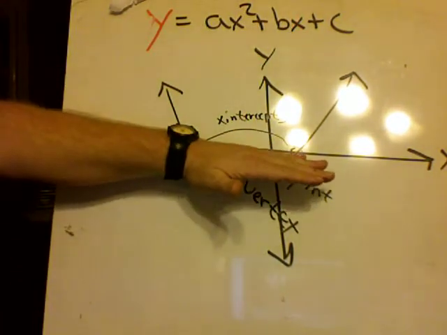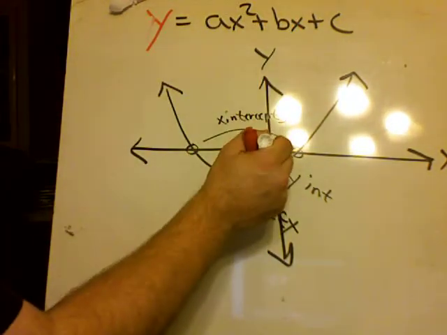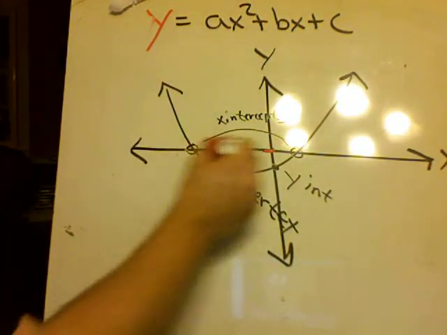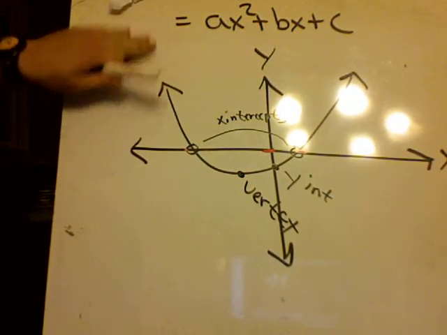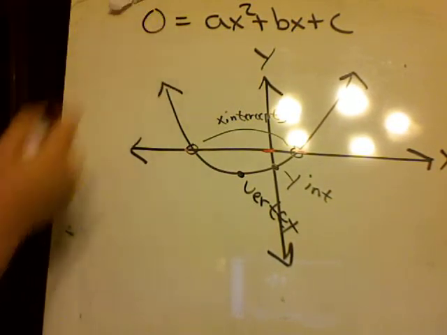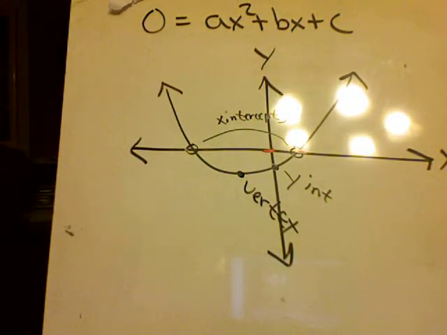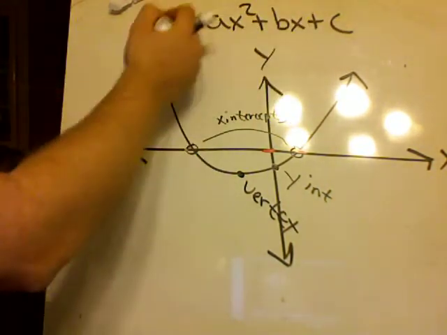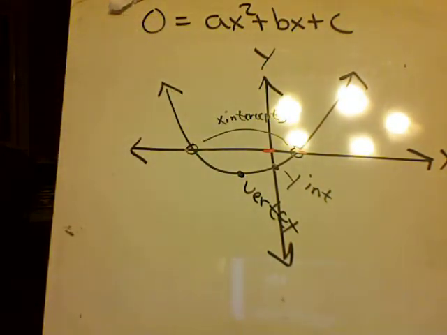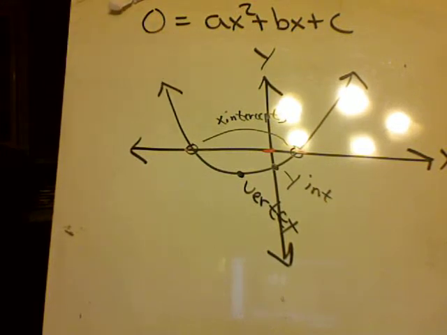Well, what happens when I'm finding the x-intercepts? What's my y value? Right here, my y is a 0. So if I have something in this form, I'm essentially finding the x-intercepts of a quadratic, when that y is equal to 0.